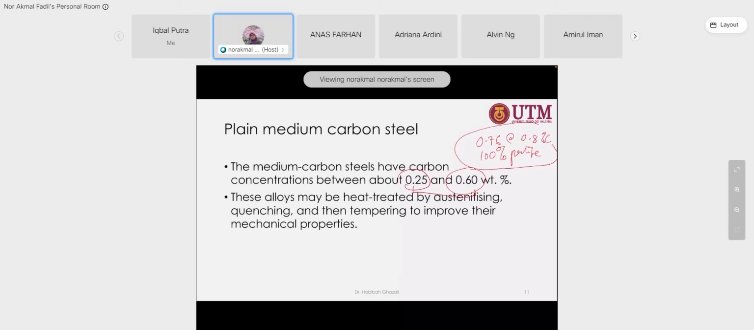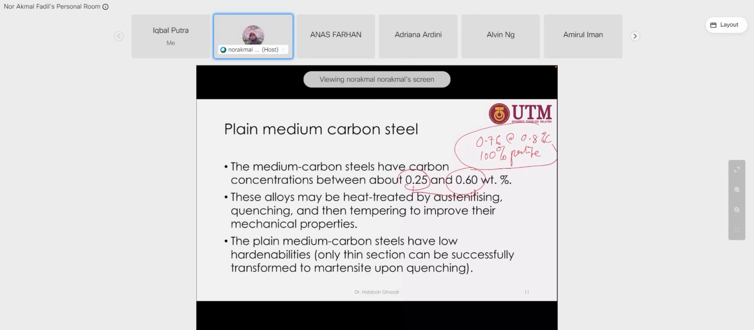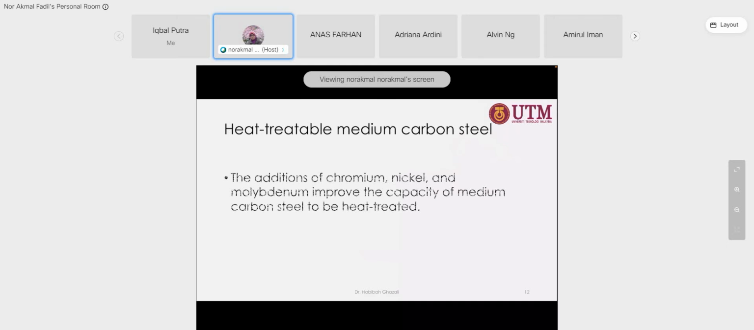These alloys may be heat treated by austenitizing, quenching, and then tempering to improve their mechanical properties. For this category, you can have martensite. The plain medium carbon steel has low hardenability. Only a thin section can be successfully transformed to martensite upon quenching up until the core level. Okay, fully forming martensite throughout all the volume. So there are some limitations for this category of plain carbon steel.